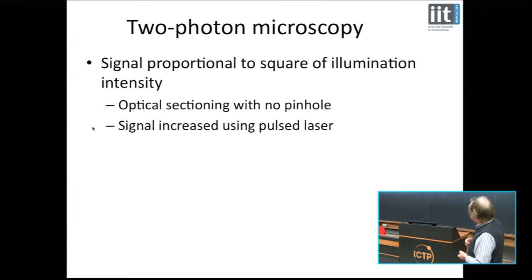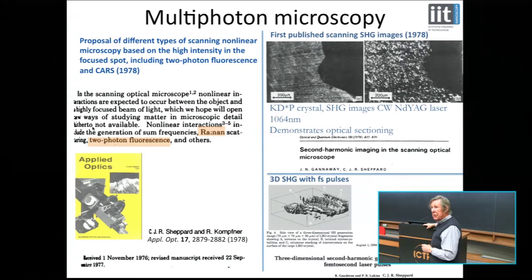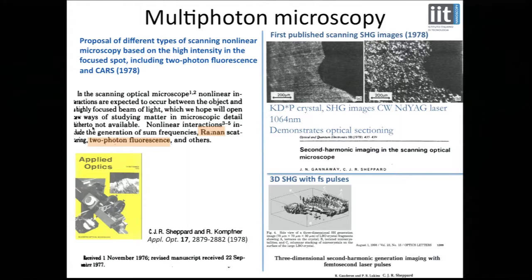So we started working on 2-photon or nonlinear microscopes when I was in Oxford. And we had this paper that I published with my professor, Rudy Kompfner, in 1978, where we say, and I've printed it out here, that in the scanning optical microscope, nonlinear interactions are expected to occur between the object and the highly focused beam of light. So using a microscope objective is what allows you to do this. Then we go on to say that nonlinear interactions include generation of some frequencies, Raman scattering, 2-photon fluorescence, and others. So we suggested that you could do all of these things, but the particular method that we were really working on experimentally at that time was second harmonic generation.